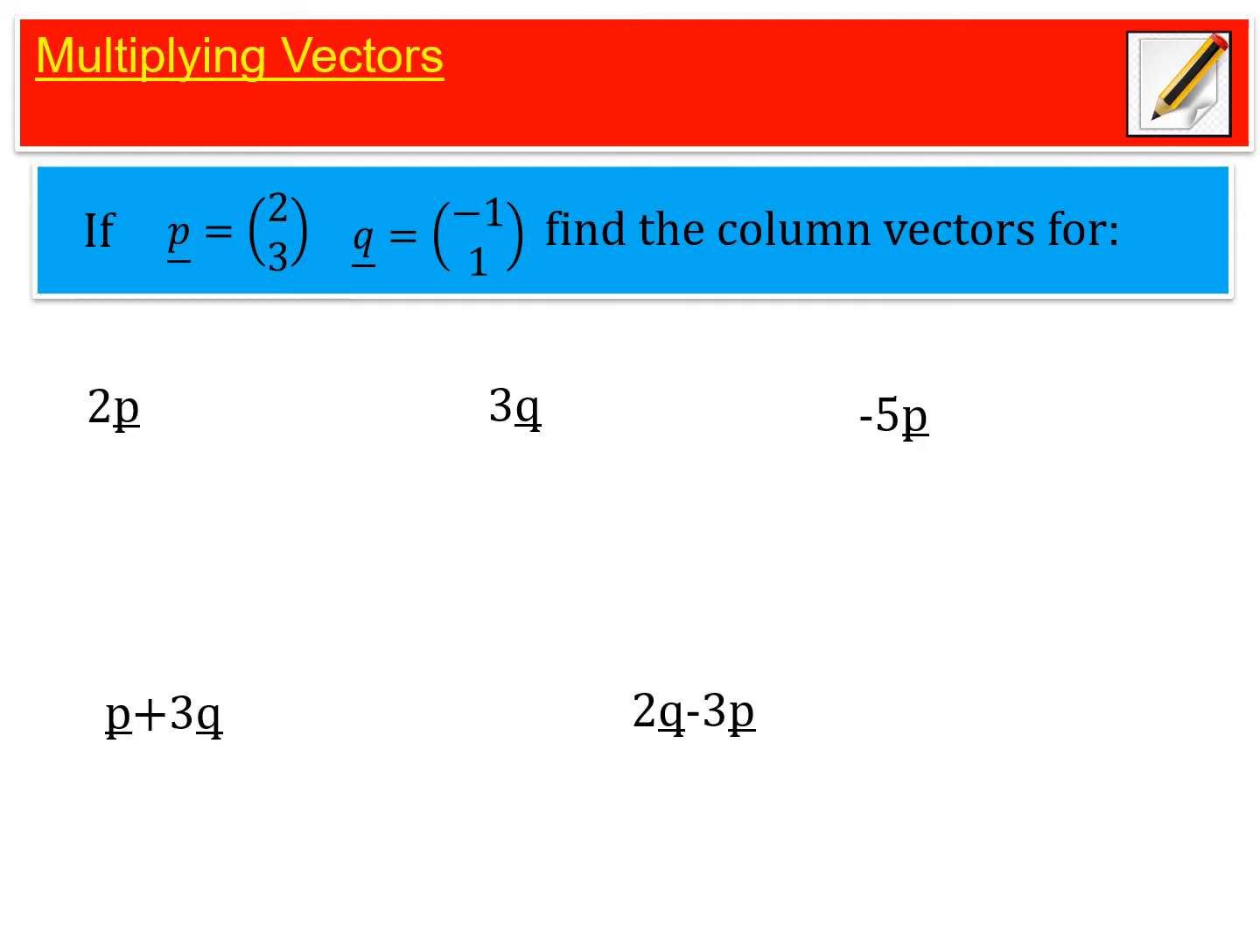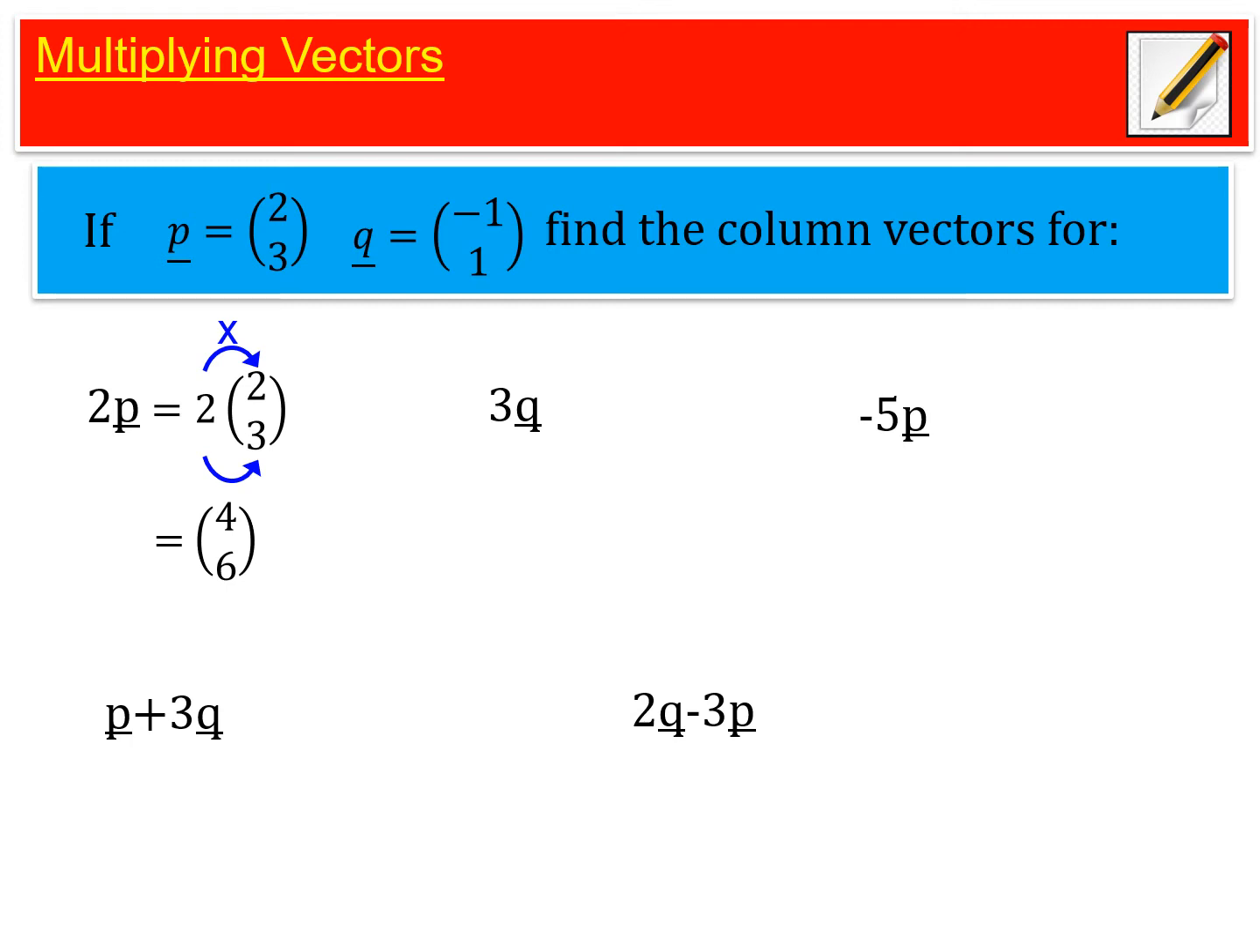Okay, let's look at multiplying vectors then. So here we've been given two column vectors. A vector P is represented by the column vector (2, 3), and the vector Q is represented by the column vector (-1, 1). And we have been asked to find the column vector for 2P. So it's just like your algebra. 2P means 2 times P. So here we multiply the column vector (2, 3) by 2. So at the top we do 2 times 2, which is 4, and at the bottom we do 2 times 3, which is 6. So the column vector for 2P is (4, 6).